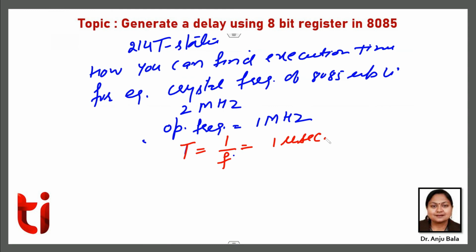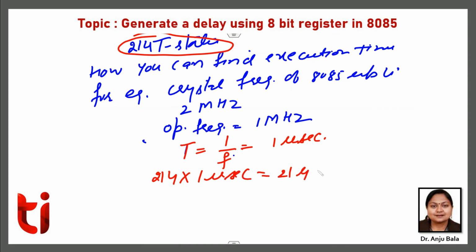Whenever you need to find the execution time for the 8-bit delay, we multiply 214 by 1 microsecond. So it would be 214 microseconds required to execute that loop.